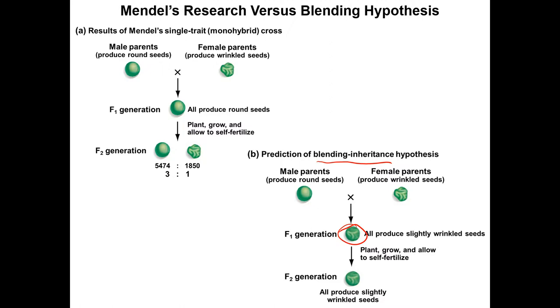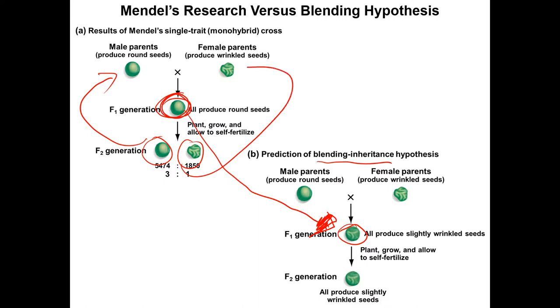Now, we know this isn't true, because here, Gregory Mendel, when he crossed round seeds and wrinkled seeds, he got all round seeds in his first generation, which is not what you would expect to see through the blending hypothesis. But then when he allowed two of these all round seed plants to self-fertilize, the offspring that resulted were round and wrinkled. So you would have the reappearance of parental phenotypes, which is something you would not expect to see if the blending hypothesis held true.